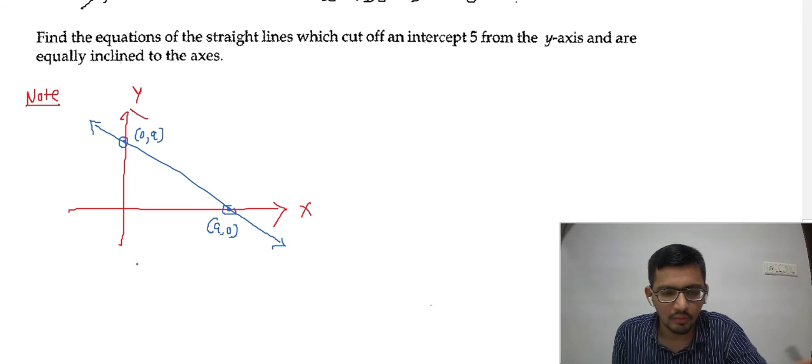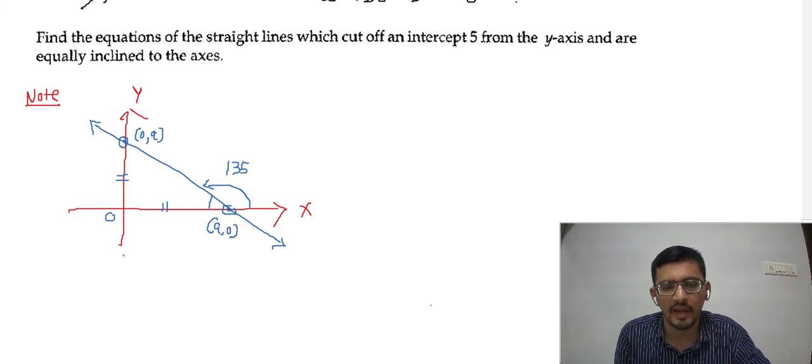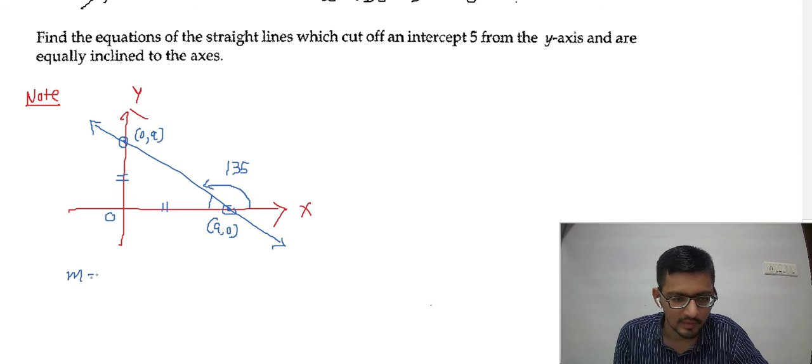So what we can understand from this is that here the x-intercept is a, the y-intercept is also a, both are exactly equal. So you can see that these two will be equal, right? So this is 90 degrees, so this will be 45 degrees. So this angle will be 135 degrees. And what is tan 135? Minus 1. So m is equal to tan 135, which is minus 1.